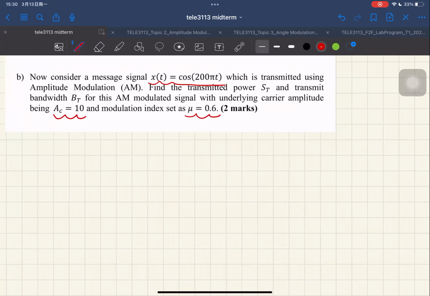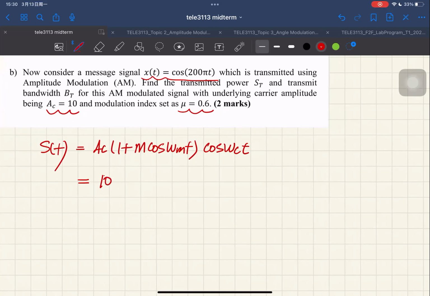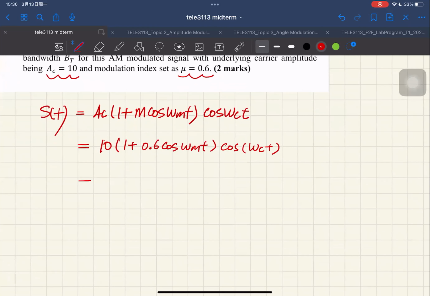Okay, so what's the modulated signal s(t)? It's A_c times (1 + m cos ω_m t) times cos ω_c t, right? And we're going to do some substitutions. Your A_c is 10, and your modulation index is 0.6, so 10 times (1 + 0.6 cos ω_m t) times cos ω_c t.